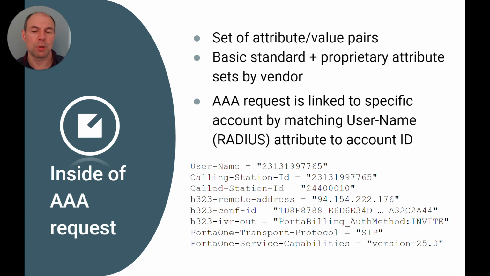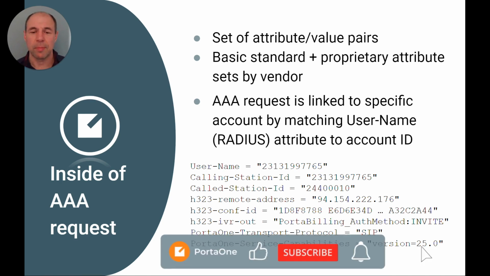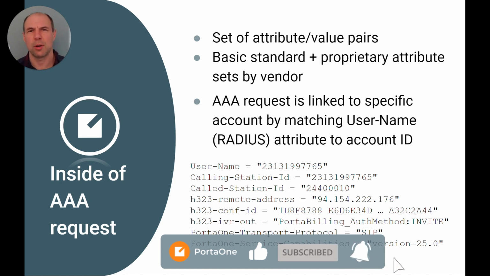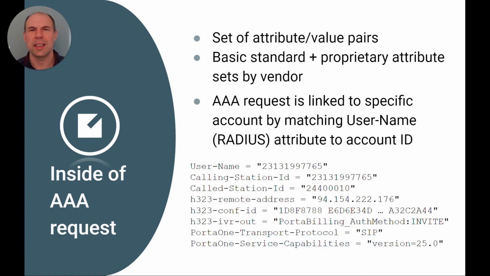So we have attribute username, which contains certain value. We have calling station ID, so the phone number from which the user is calling, the number where he's trying to dial, and some additional information. The basic standards for AAA protocols typically define only a small set of common attributes. And after that, vendors start to create their own proprietary attributes to address a specific task.